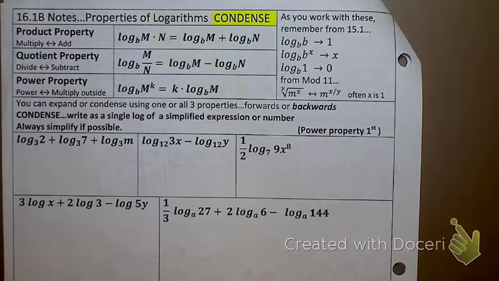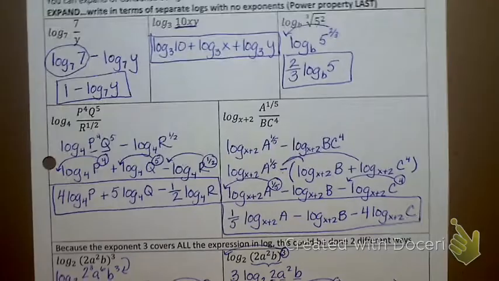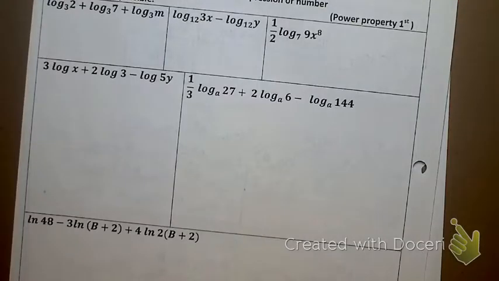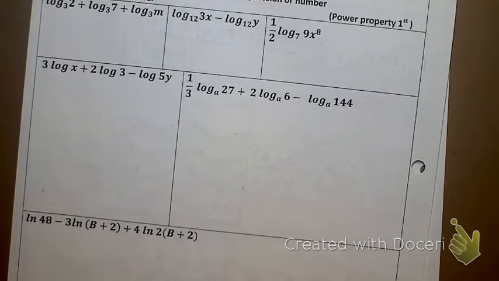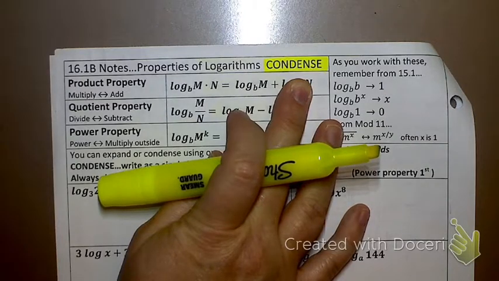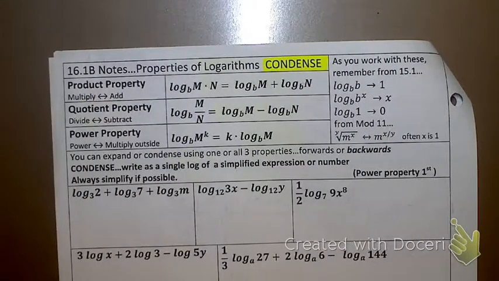So we're going to be condensing today, which is going the opposite direction. Now, I want to remind you that when we were expanding yesterday, we started with one logarithm and we ended up with many logarithms. As we are condensing, we are starting with many logarithms and we are going back down to one logarithm. Now, a lot of times the instructions will not say the word condense. It will say express as a single logarithm. So if it says express as a single logarithm, that's your clue that they're asking you to go down to one logarithm, or in other words, to condense.